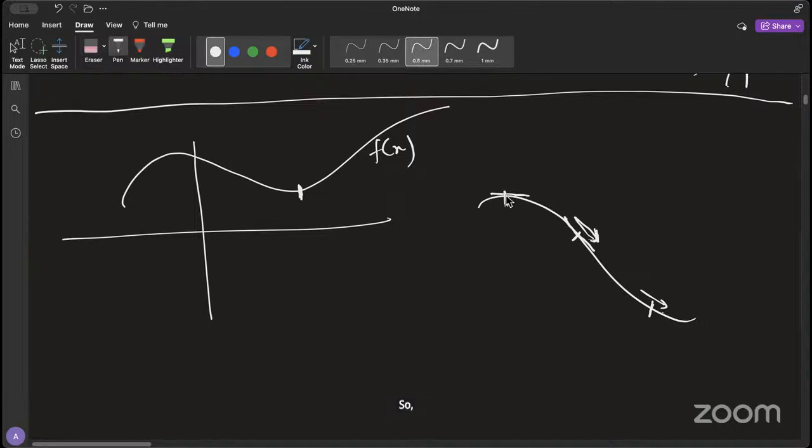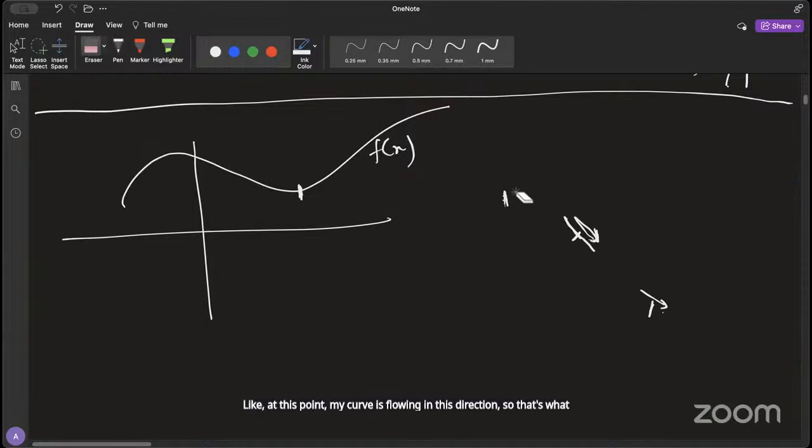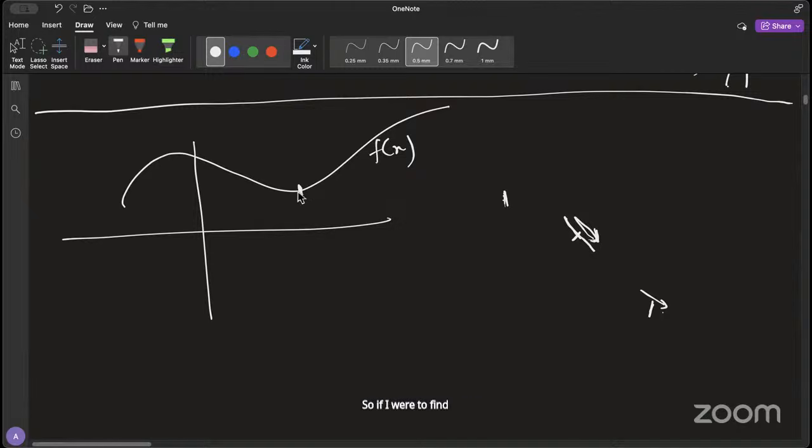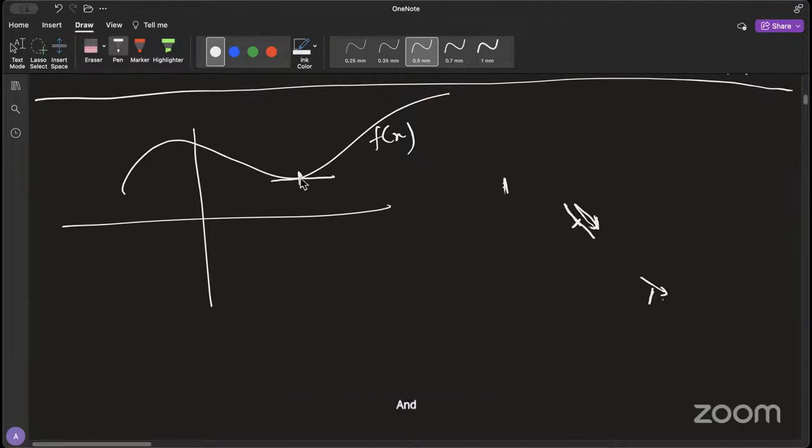So this line it's doing two things. It's touching the graph at one point, but that's not important. The important thing about tangent lines is that it gives you the direction of your curve's flow. Like at this point, my curve is flowing in this direction. So that's what your tangent line gives you. So if I were to find the tangent line at this point, it will be this. And it touches the graph at this point, and more importantly, it gives you the direction.